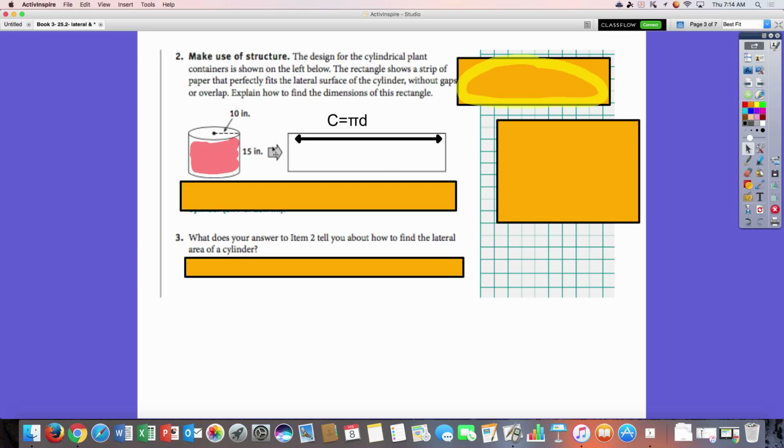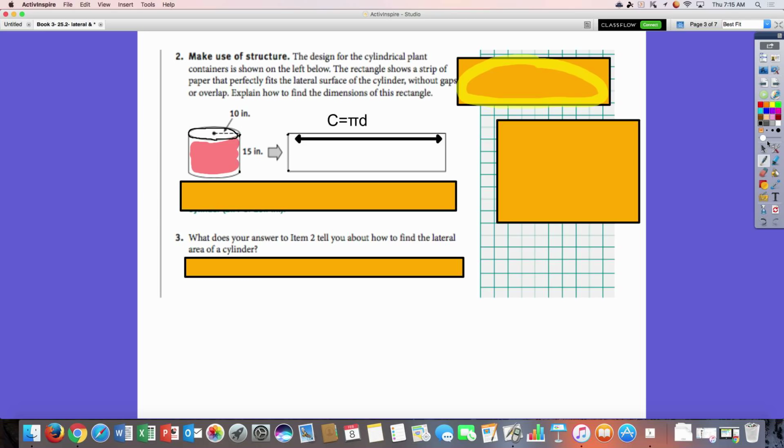And they tell me that it's 15, so this part right here is 15, right? This line right here that goes from here to here is 15. That's this, because they tell us the height of this is 15. So from here to here is 15. But then, of course, you thought, oh, no, not back to this again. To figure out what this is, the distance around the top, well, that's circumference.